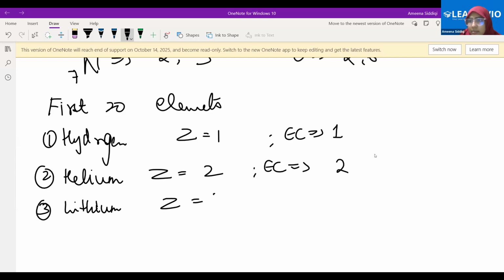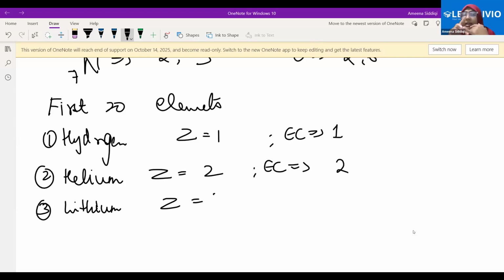Suleiman, please go ahead. Ma'am, just now you said helium, this I cannot say this number equal to 2. You said atomic mass, right? Atomic number, this is the atomic number. See, please see this. No worries.